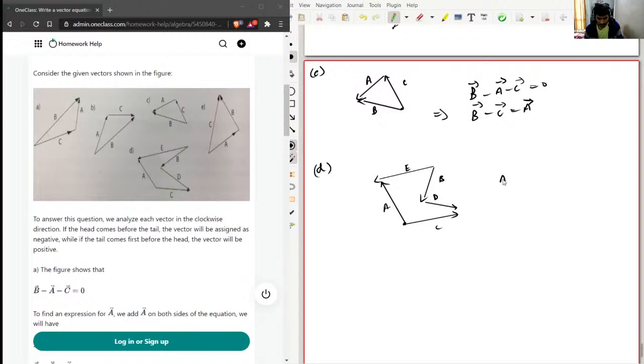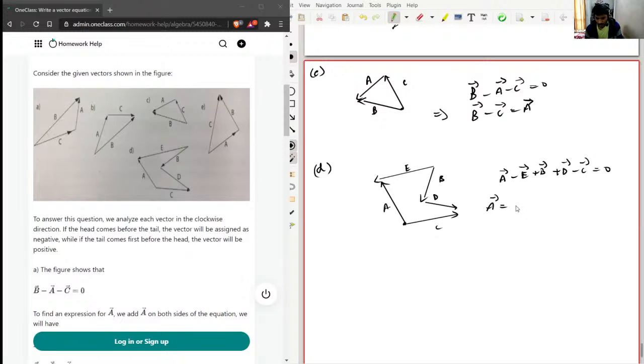So tail is coming first, A is positive, head is coming first, E will be negative. Then for B, tail is coming first, B is positive. Then for D, again, D is positive, and for C, head is coming first, so it will be negative. And I'll just take all these vectors on this side, so their sign is going to be changed.